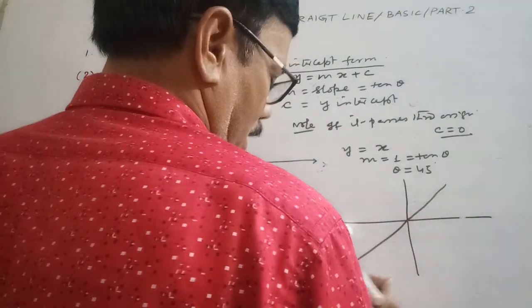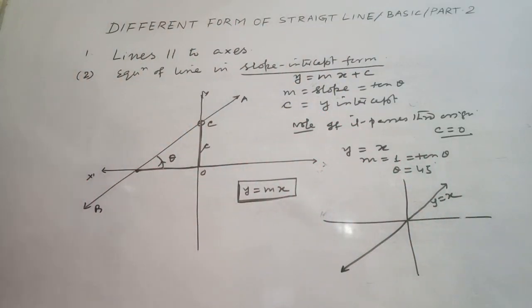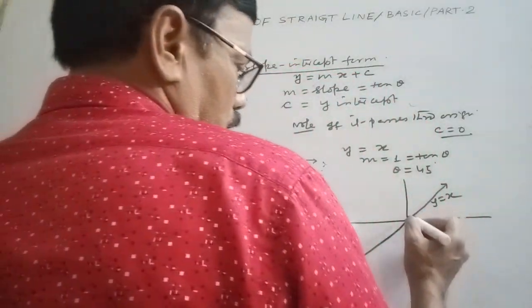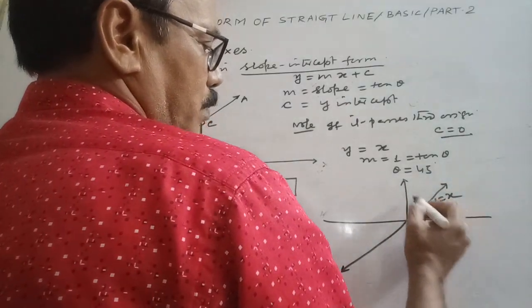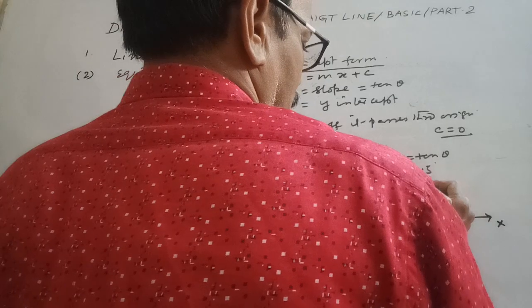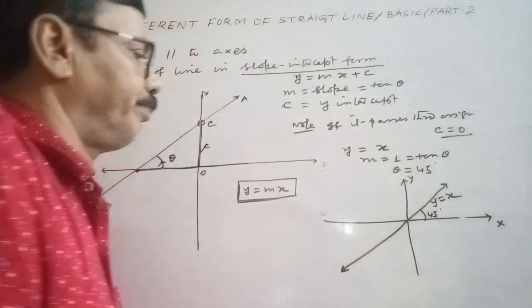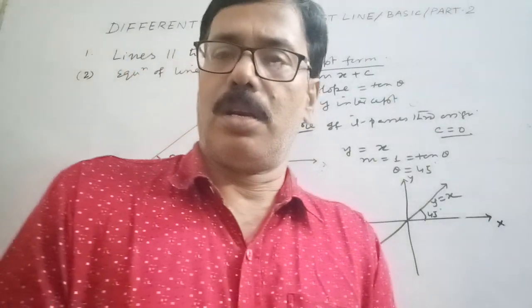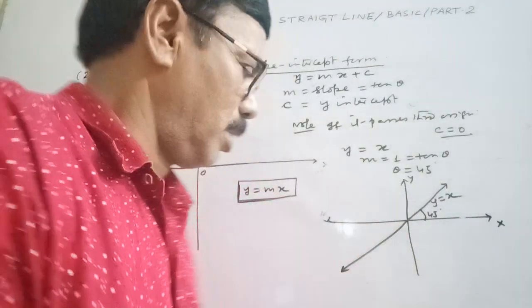All of you know this. It is most important for physics, this line, for the mechanics part. So y equals x. Also, you look, the total angle is 90, so it is the bisector of the first quadrant, as well as the third quadrant. Sometimes it is asked what is the equation of the bisector of the first quadrant. So it is y equals x.